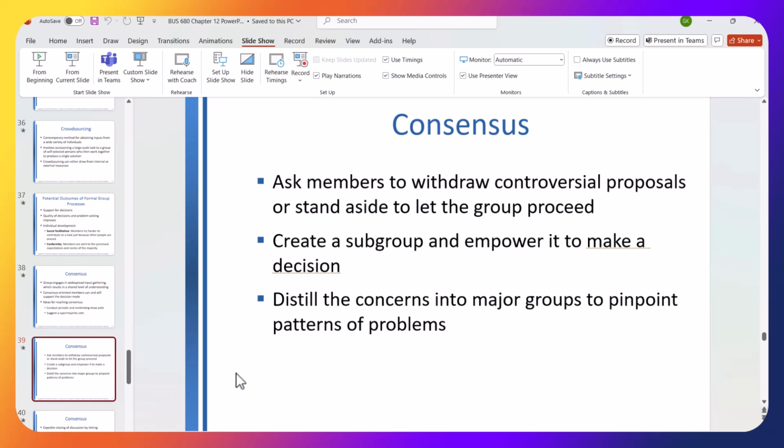Consensus: ask members to withdraw controversial proposals or stand aside to let the group proceed. Create a subgroup and empower it to make a decision. Distill the concerns into major groups to pinpoint patterns of problems. So, with a consensus, if you got some people that might be standing in the way, you can step aside because you have other group members that can work things out. And then ultimately, you can condense that down even more to a core group. Okay, the big group came up with this. Now, a smaller group is going to take that and try to come up with some solutions and answers.